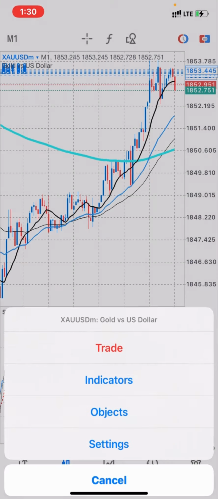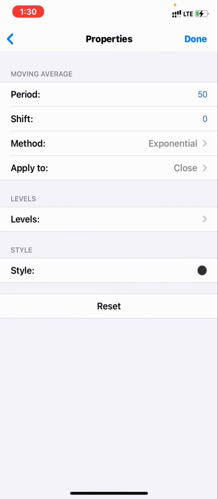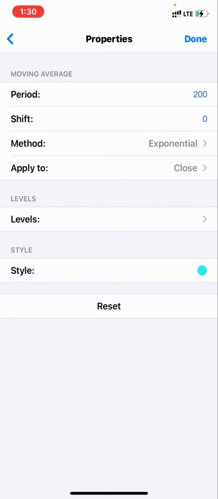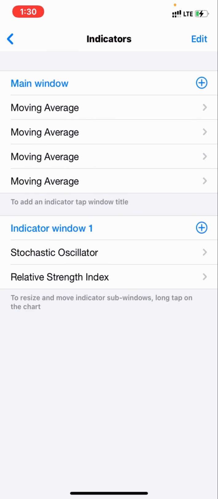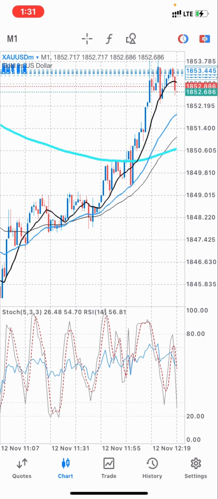Now, once you tap your screen, you tap indicators. Once you tap indicators, as you can see, I have the 4 moving averages here. The first one is period 50, shift 0, method exponential, apply to close, the style is black. When you go back, the second one is period 200. This is the 200 I was telling you about. Shift 0, method exponential, apply to close. Style, this is green, I think. The third one is period 10, shift 0, method simple, apply to close, style black. Then the last is period 30, shift 0, method exponential, apply to close, then the style will be blue. Then that's all.